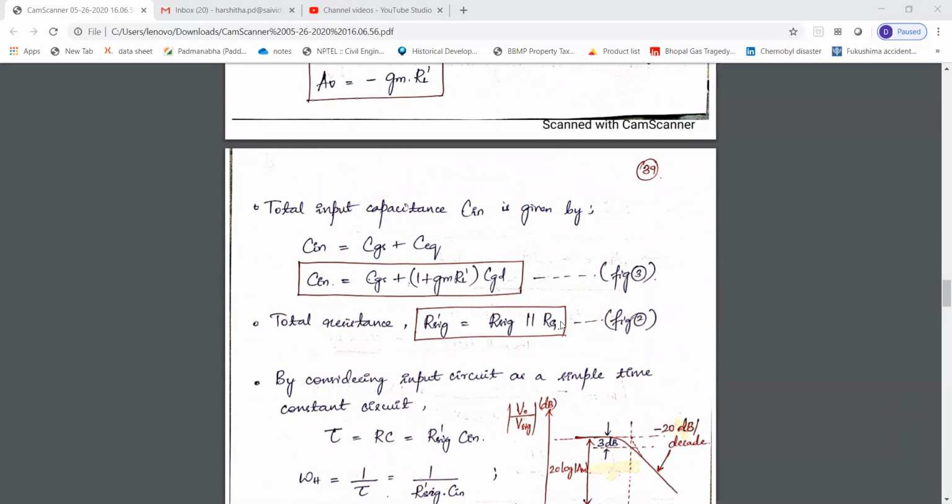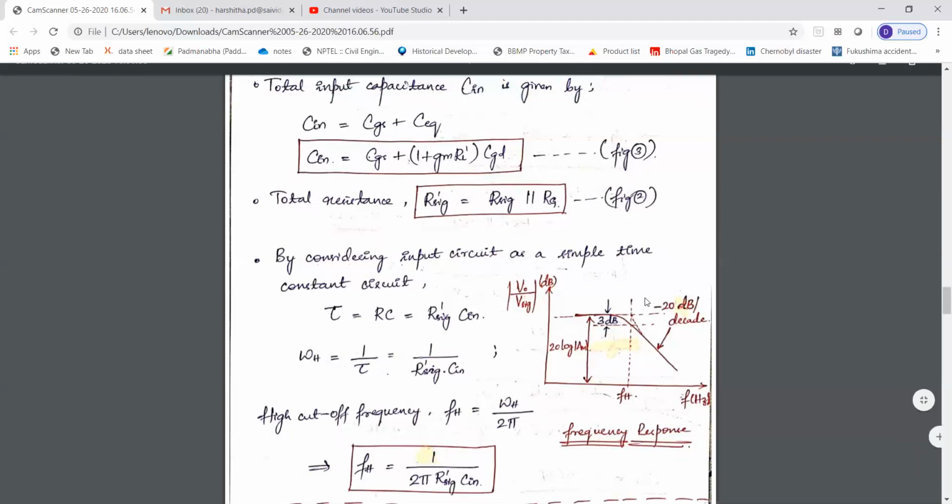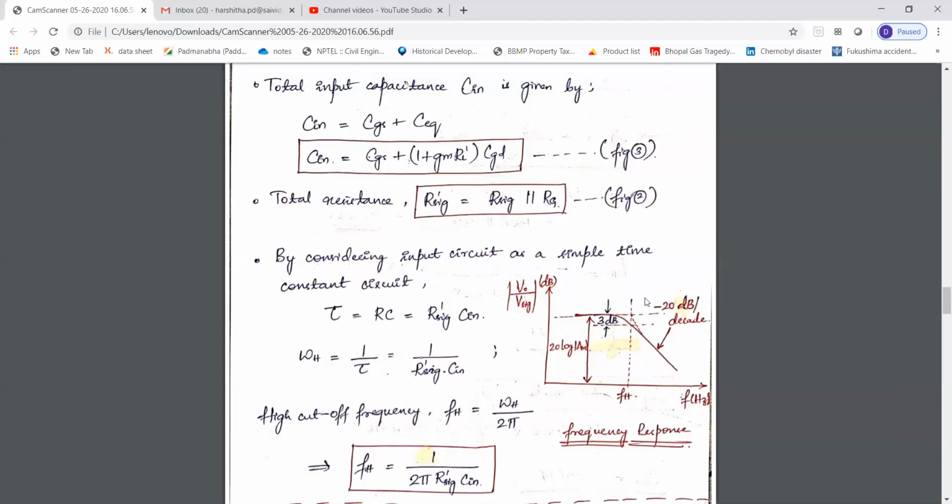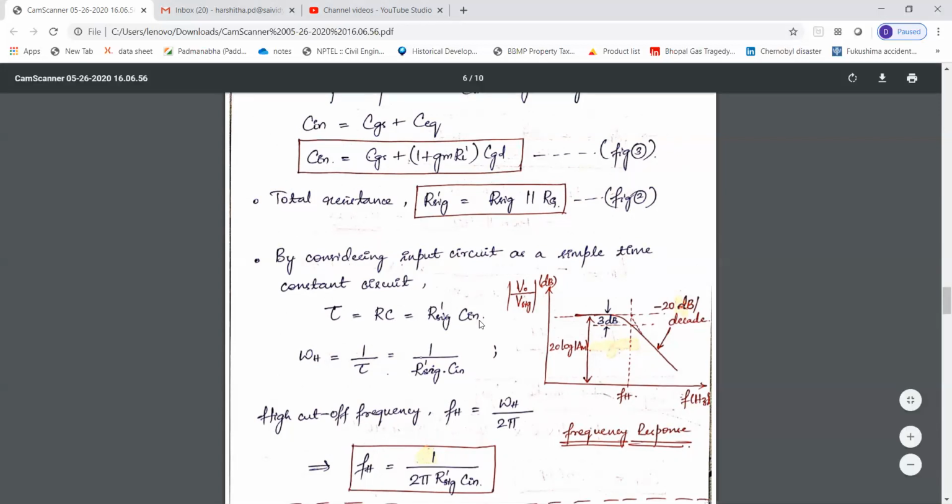Next, by considering the input circuit as a simple time constant circuit, tau is equal to R into C, which is equal to, R is nothing but the R signal dash resistance that is present over here, into the capacitance C in. Substitute R signal dash for R and C in for C.